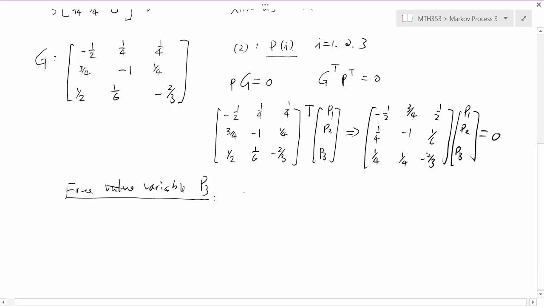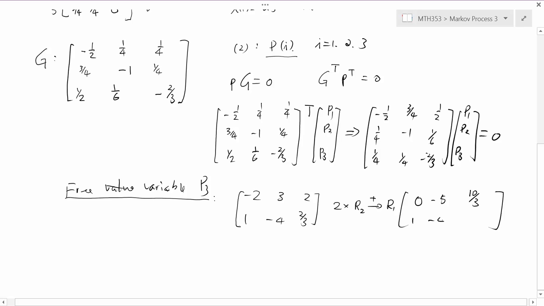Normally we don't like fractions, so we can actually multiply by 4 over here. So we have negative 2 and 3 and then 2. And then multiplying by 4 over here, we have 1 and negative 4 and then 2/3, right? That's the one. Now we can multiply the second row by 2 and add it to the first one. So 2 times row 2 added to the first one. Then this is going to be 0. 2 times negative 4 is negative 8, plus 3 is going to be negative 5. 2 times 2/3 is 4/3, add 2, that's going to be 10/3.